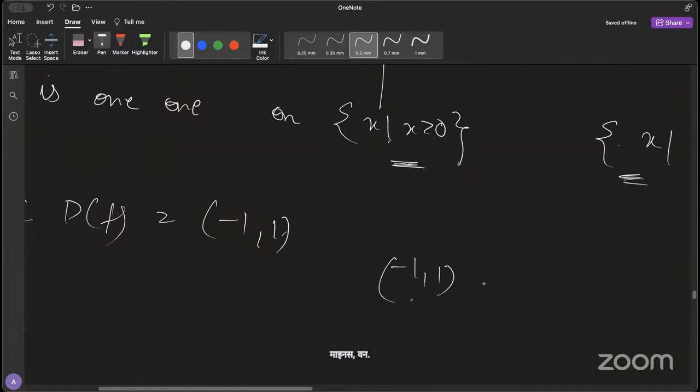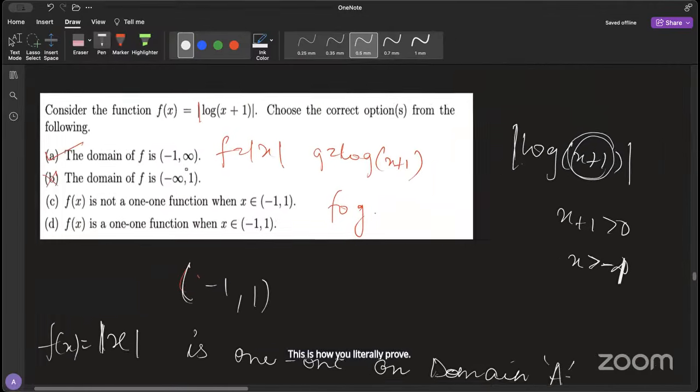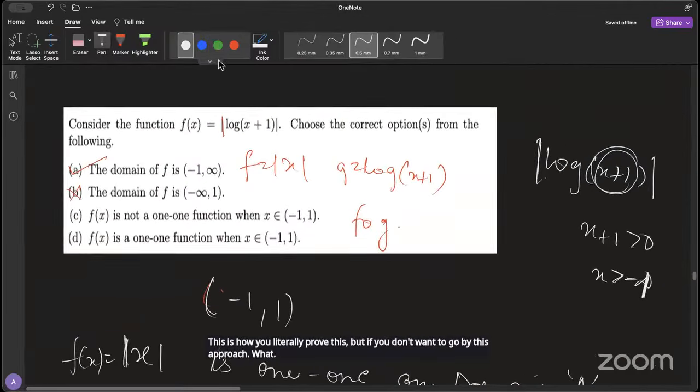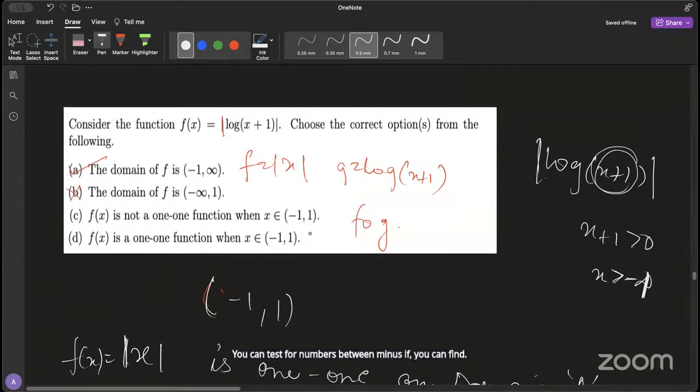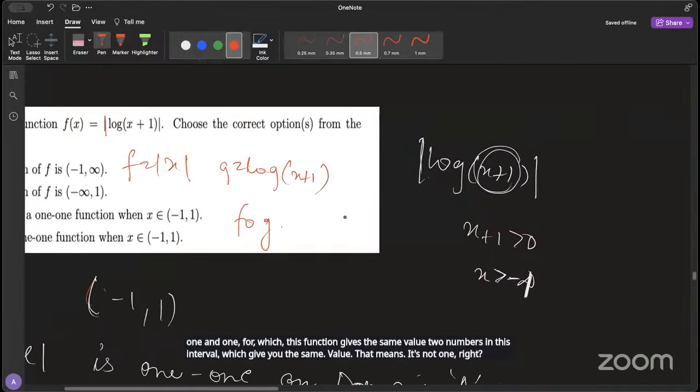-1 to 1 does not completely lie in any one of these sets, but some x in this one lie here and some x in this one lie here. That's the problem. That is how you literally prove this. But if you don't want to go by this approach, you can test for numbers. If you can find two numbers between -1 and 1 for which this function gives the same value, that means it's not 1-1, right?